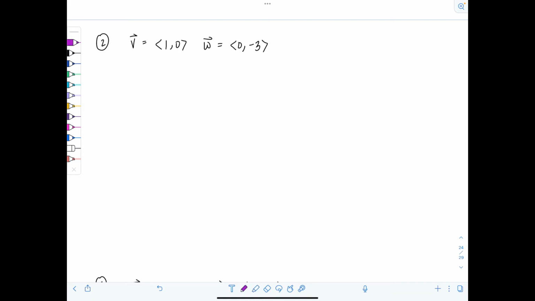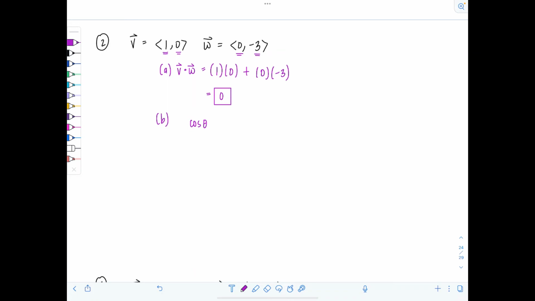So for part A, let's find their dot product. So V dotted with W is going to be product of the horizontal components, so 1 times 0, plus now product of vertical components, 0 times negative 3. And what do we get? We get 0 plus 0, which is 0. Voila. All right, part B. Find the angle between them. Maybe you can already tell the dot product 0. That means these two vectors are orthogonal. The angle between them is 90. Well, that's true. Let's just use the formula to see how it all comes together.